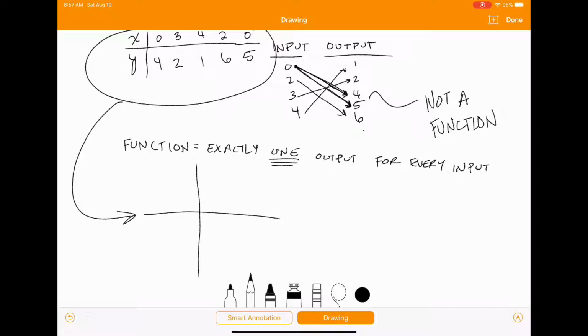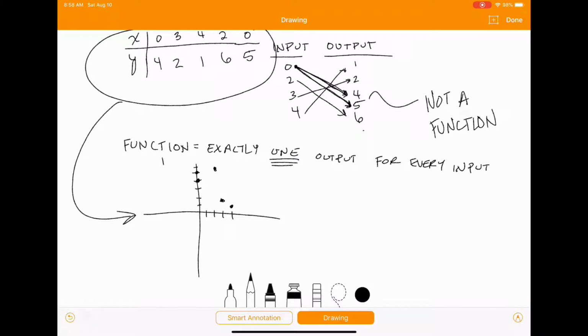So 0, 1, 2, 3, 4, 3, 1, 2, 3, 2, 4, 1, 2, 5, 6, and 0, 5.